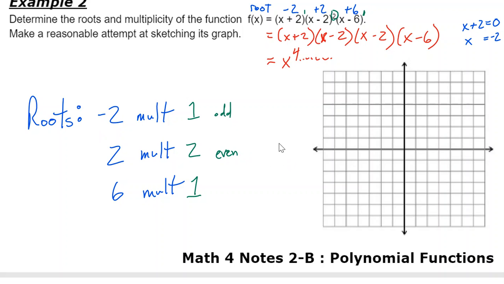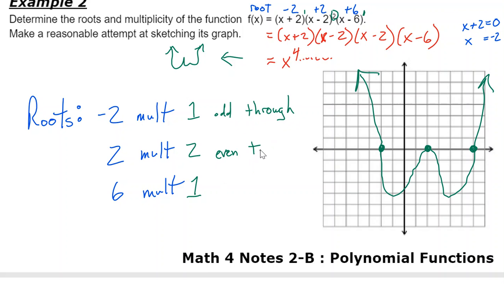Our roots are at negative 2, and positive 2, and positive 6. And because we have an x to the 4th, we know that we're going to have something like that. It's going to have some wiggles in the middle, but because it's even, they're either both going up or down, and because it's positive, they're both going up. So I'm going to start somewhere from here, go down somewhere like this, and come back up here. But here's the thing about even ones: they only touch. And then we're going back up and out of sight. Odd ones go through, and the even ones just kind of tap it and then go back the other way. They don't really cross through it.